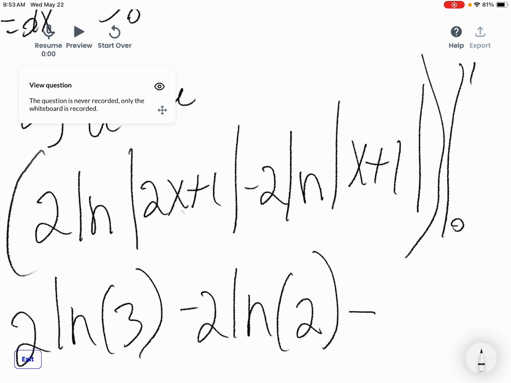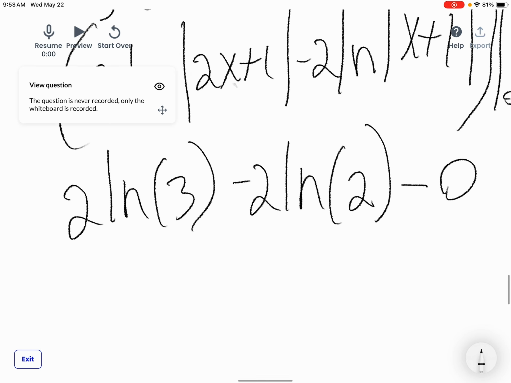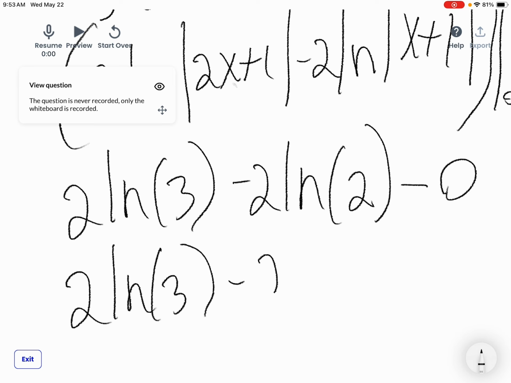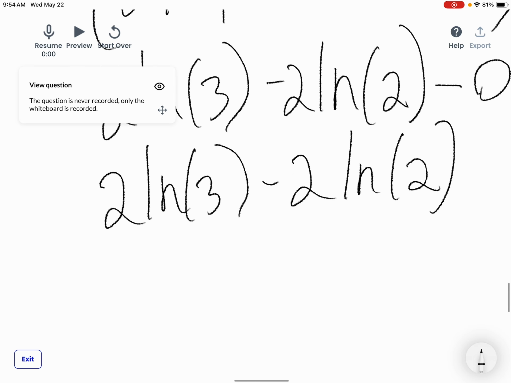And same thing for the other part. We get 0 plus 1, again 1. Natural log of 1 is 0. So we just get minus 0. So therefore, we just get 2 times the natural log of 3 minus 2 times the natural log of 2. We can actually factor out a 2 here if we want.